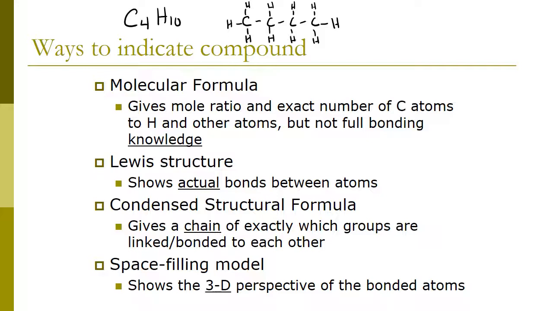So you could also do what's called a condensed structural formula. And on this one, we're going to say, okay, I've got a carbon and there's 3 hydrogens around it. That carbon's attached to another carbon, which has 2 hydrogens. That carbon's attached to another carbon with 2 hydrogens. And that carbon is attached to a carbon with 3 hydrogens around it.